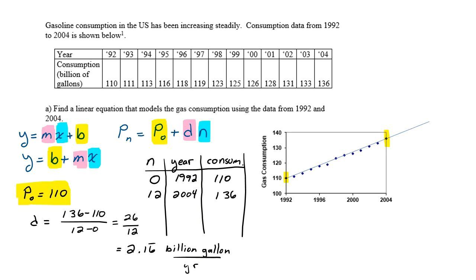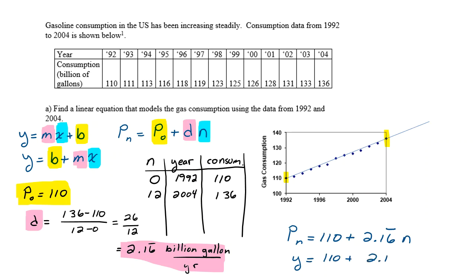Great, so now we've got our equation. Now we just need to write it out, and we are done with part A. So here's our common difference. We're supposed to write our formula. So P sub n equals P sub 0, which is 110, plus the common difference times n. Or y equals the initial amount plus the slope times x, right? Those mean the same thing.